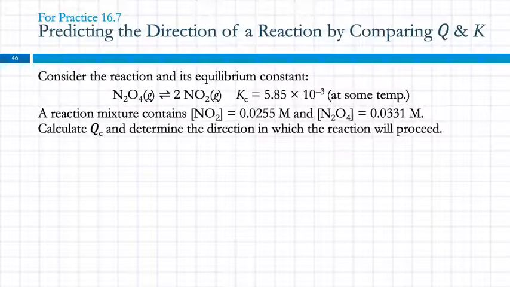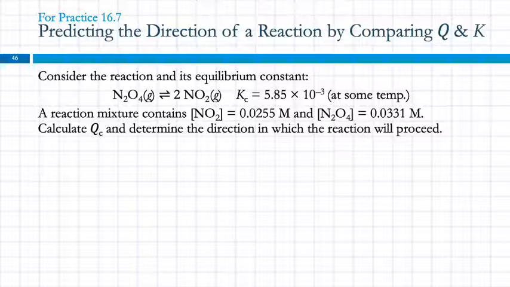Consider the reaction and its equilibrium constant. We have N2O4 in equilibrium with NO2, and Kc is equal to 5.85 times 10 to the minus 3 at some temperature. The reaction mixture contains NO2 concentration of 0.0255 molar and N2O4 0.0331 molar. Calculate Qc and predict the direction in which the reaction will proceed.